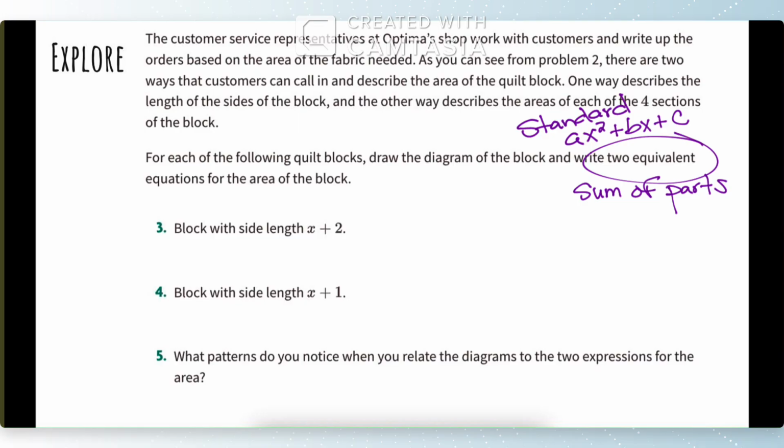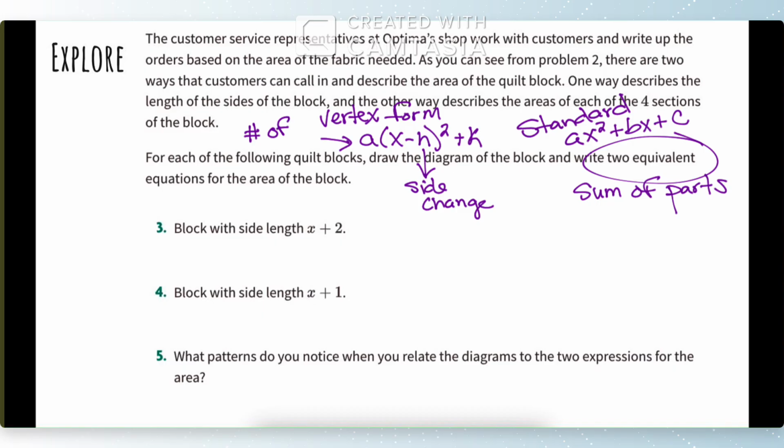And then the other equation is going to be our vertex form, which comes from our a times x minus h squared plus k. In this way, this is going to be our side change. Our a is going to be our number of squares, like our x squareds, and then our k is going to be used to balance the ones.